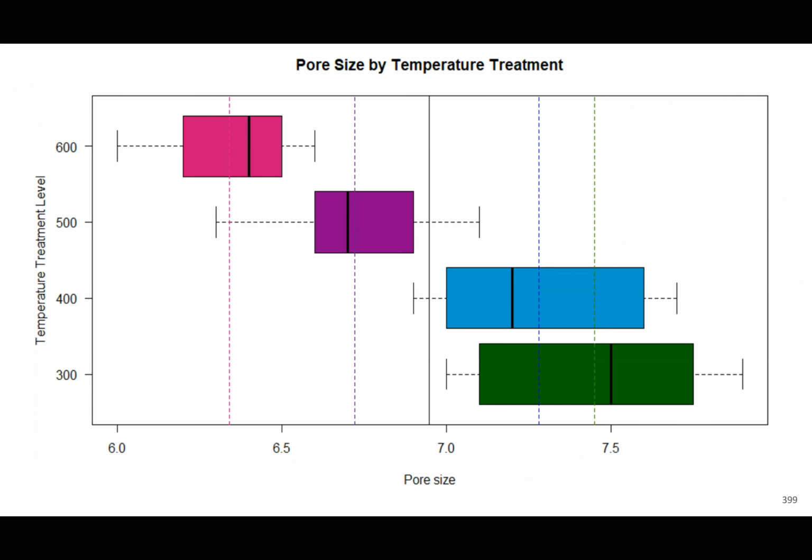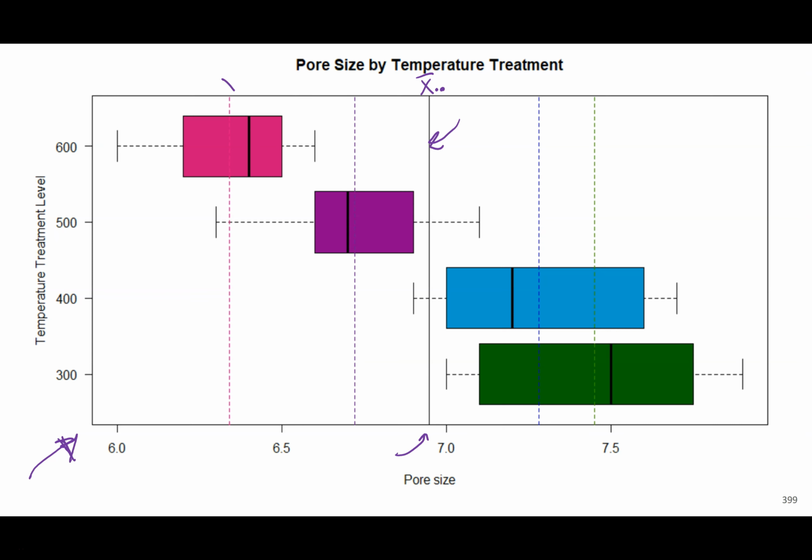Okay, so I'm visual, so I wanted to go ahead and visualize a little bit of what was on that last slide. This is the same problem. We're still looking at pore size by temperature treatment. So this black line here is X bar dot dot. This is the overall mean. When I took all 20 observations in all 4 samples and averaged them, the average pore size was just a little under 7, whatever the units are.